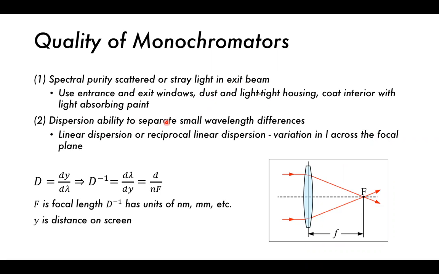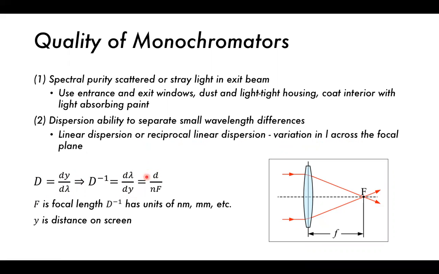So dispersion is the ability to separate small wavelength differences. Linear dispersion, or the reciprocal linear dispersion, is the variation in L across the focal plane. So the dispersion ability is going to be equal to the change in the distance from the screen over the change in the wavelength. The reciprocal linear dispersion is then d to the -1, which is the rate of change of the wavelength over the distance from the screen.